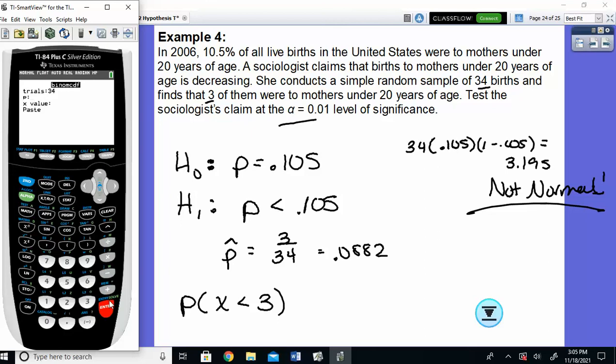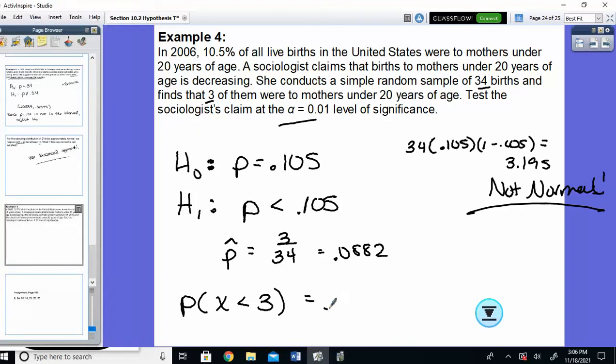Okay. Then we have our P. What is the P that we're using? And then we have X. What was our X? So this calculates the probability of 0, plus 1, plus 2, plus 3. And we get 0.5149.